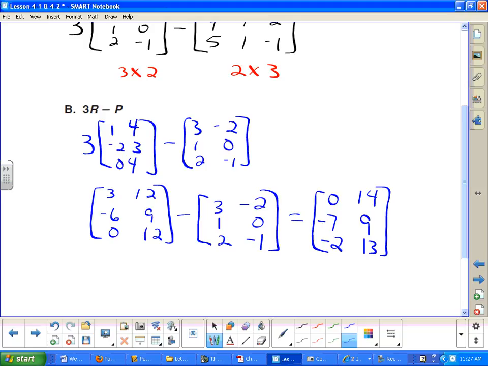Okay, so do the scalar multiplication first, and then do any adding and subtracting after that. Some of you might try to do it all in one step, and that's fine if you can. But I would always suggest that you do the one before you do the other. Any questions about those? Not too bad.